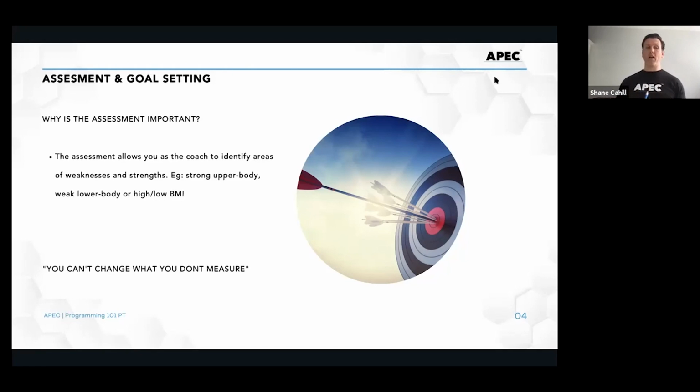So the saying goes, you can't change what you don't measure. So you need to be able to measure and have some type of assessment that will be able to, where you will be able to identify goals at the early stage of program. Very, very, very important.